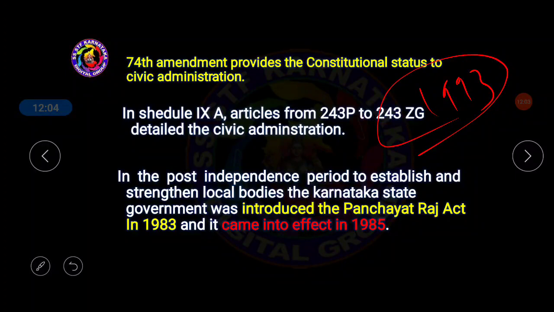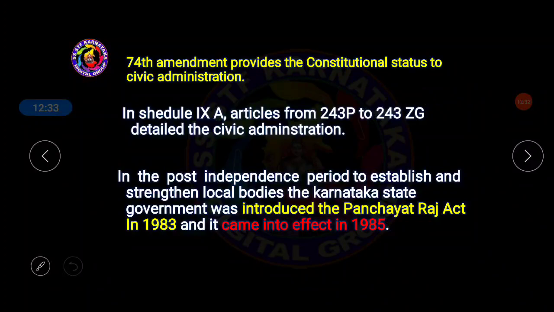Now, city panchayats in Karnataka, we have so many city panchayats. Let us take the example of our Kalaburgi. Even in Kalaburgi we have our civic administration, meaning city administration, like a corporation we can understand. And this kind of act came into existence in the year 1983 and came into effect, meaning it was implemented after 2 years, that is 1985. This is also very important, please remember.